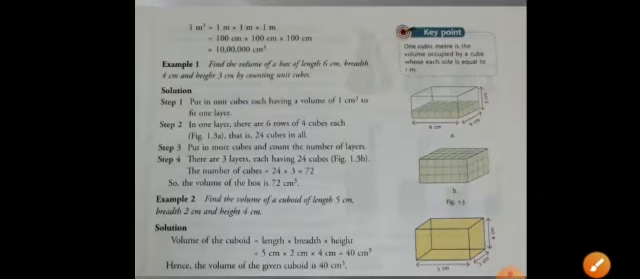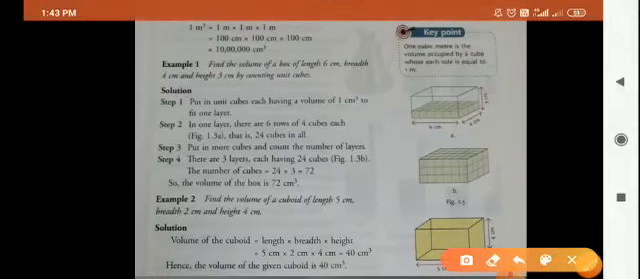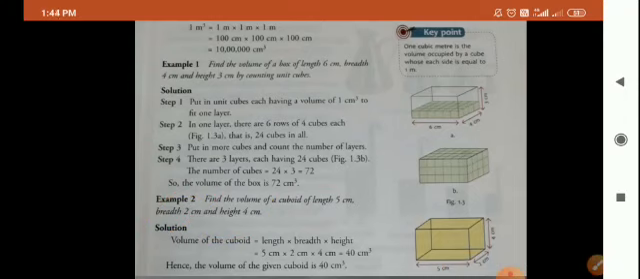Now children, here just see example number 2. Find the volume of a cuboid of length 5 centimeter, breadth 2 centimeter, height 4 centimeter. Now you know the formula, volume of the cuboid is length into breadth into height. See this length here from the diagram also. What is the length given here? 5 centimeter, breadth 2 centimeter and height 4 centimeter. So what is the answer? 40 cubic centimeter. Okay.